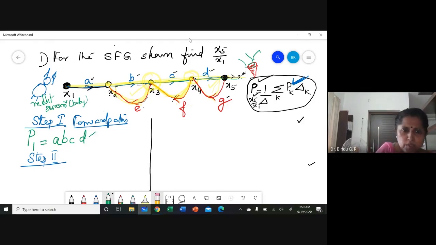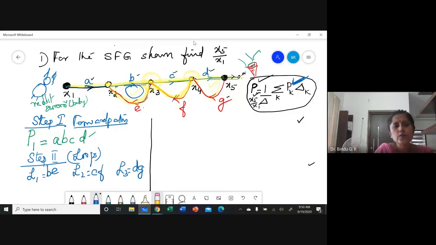Step 2. In step 2, you are thinking about loops. Identify loops here. As I told you, loop 1 will be with L1. How many loops are there? 3 loops. L1 I'll take as BE. This loop. Loop BE. L2 I'll take as CF. A loop is a closed path.